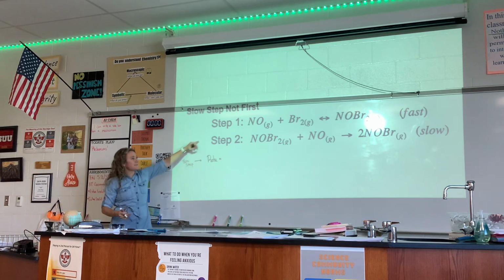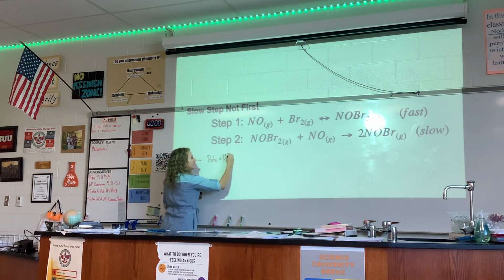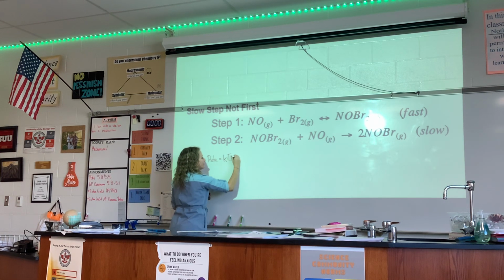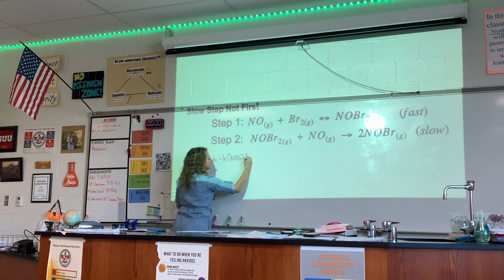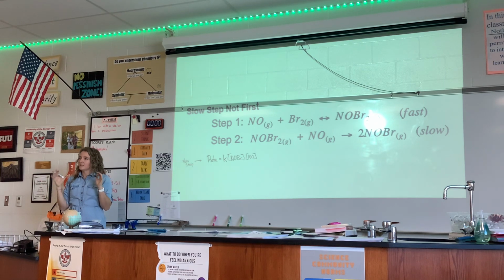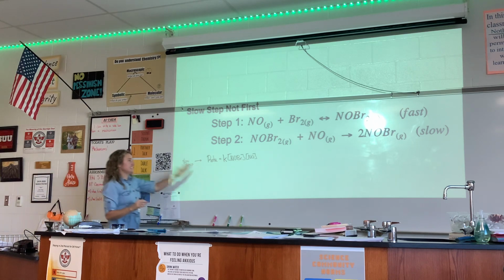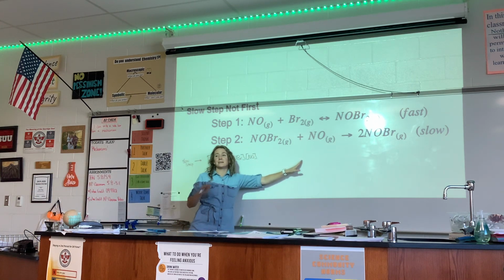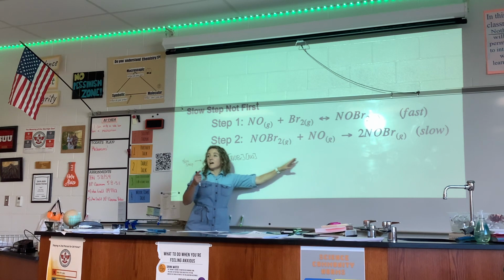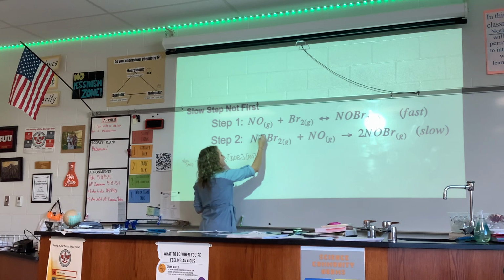Okay? In our case, the slow step is second. So my rate law would be rate equals k times NOBr2 and NO. Just like we just did, we looked at the slow step and wrote the rate law. Questions on that? Now, last time, this was our answer for the overall because the slow step was first. Our problem now is NOBr2 is an intermediate.